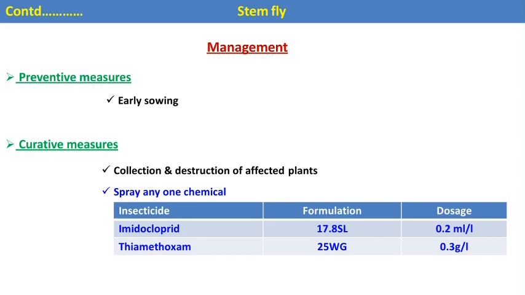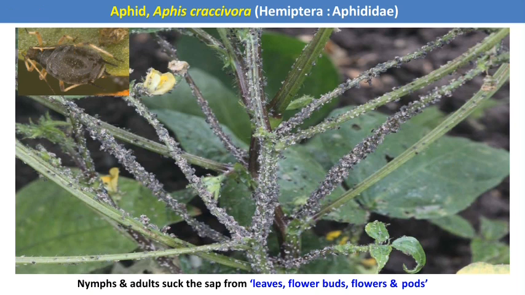Then these are some of the recommended insecticides against the stem fly: imidacloprid and thiamethoxam. These two chemicals we can spray at the recommended dose at a regular interval. Then next is Aphis craccivora.